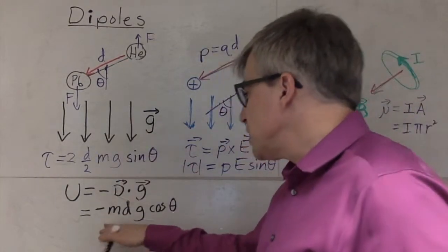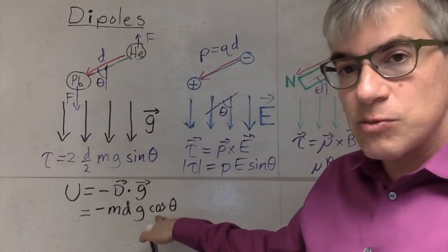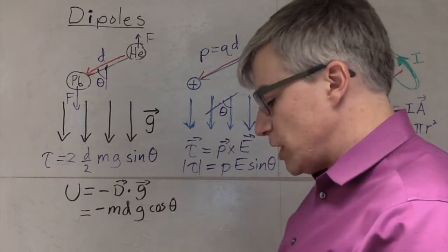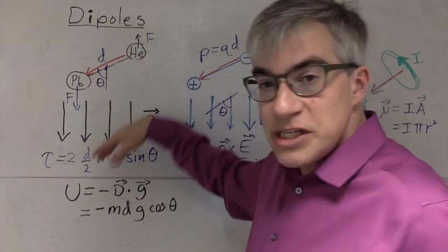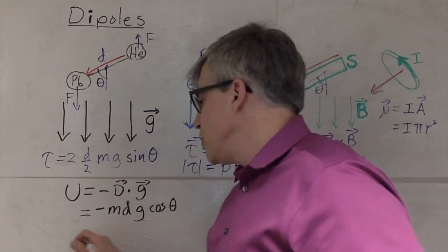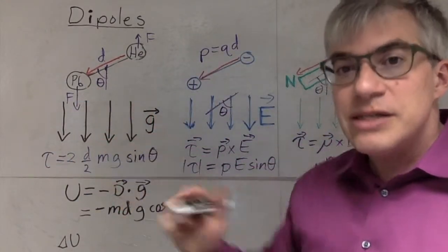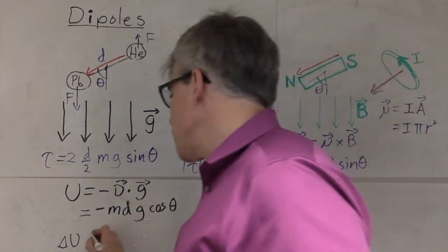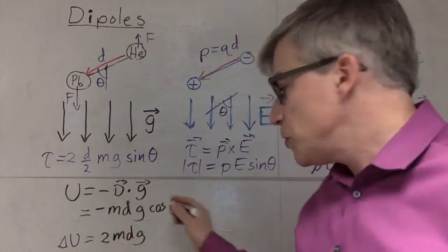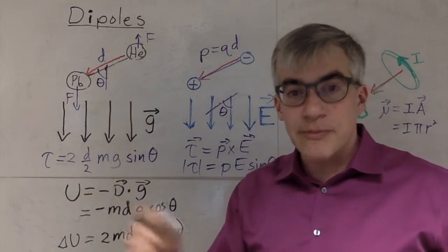So what does that mean? It means the low energy state would be when this cosine is 1. And when it's hanging straight down, the gravitational potential energy would be negative mgd. And you're going to reverse that when you lift the mass up. Now, notice that the change in energy, if you flip it over, is twice this amount. So it would actually be 2 mdg to flip this thing. That's the difference in energy between the low energy state and the high energy state.